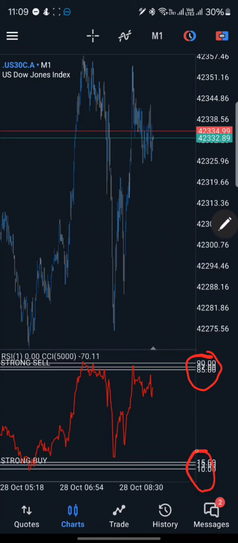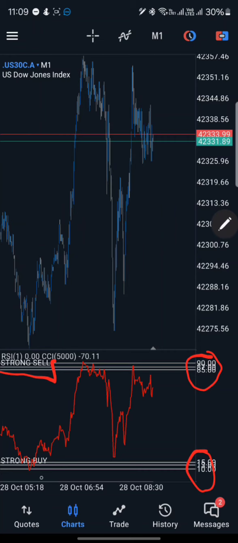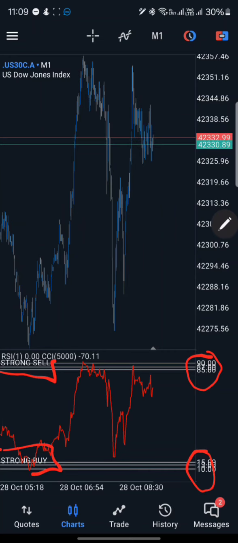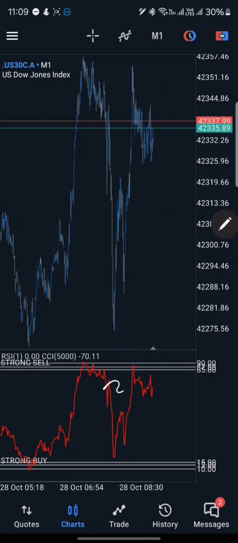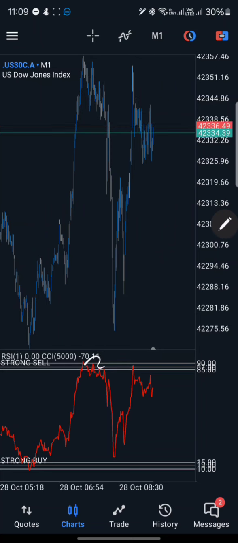We have these levels. This is our strong sell area over here, and this is our strong buy area over there. We're just going to be looking at those areas in order to take a buy and in order to take a sell. Once our CCI, which is this red line over here, reaches into our strong sell zone, it needs to touch at least the first line. Once it touches the first line, we're going to go ahead and enter our sell.